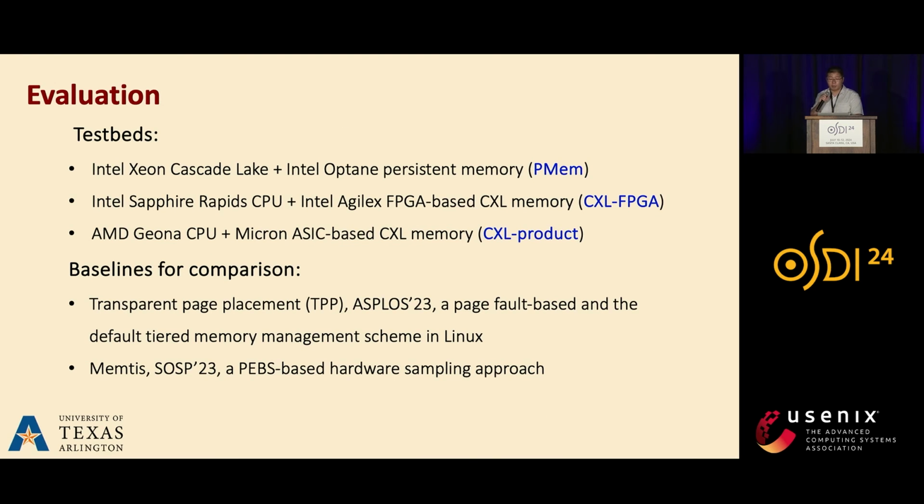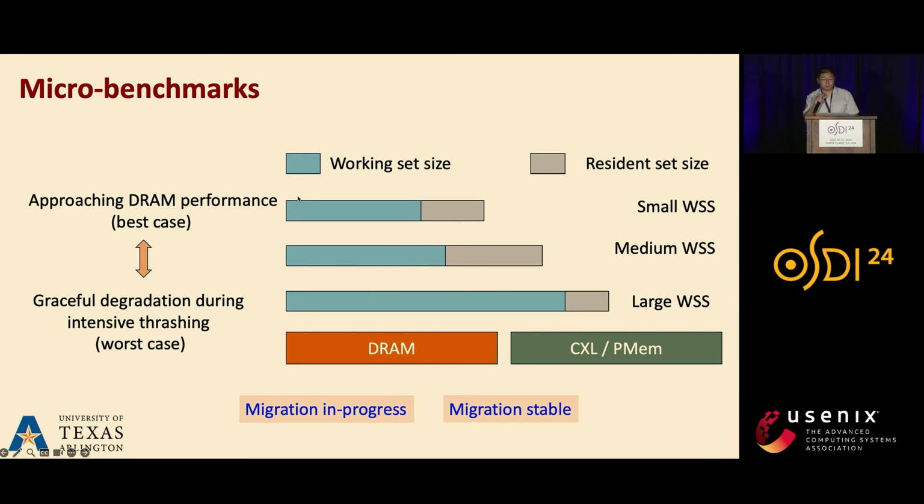We evaluated Nomad on 3 testbeds: a tiered memory system consisting of DRAM and Intel Optane persistent memory, a prototype system with Intel FPGA-based CXL memory, and an AMD system with a pre-market Micron CXL memory. We compared Nomad with 2 representative works, TPP and MEMTIS. More details of the hardware and software configurations can be found in our paper.